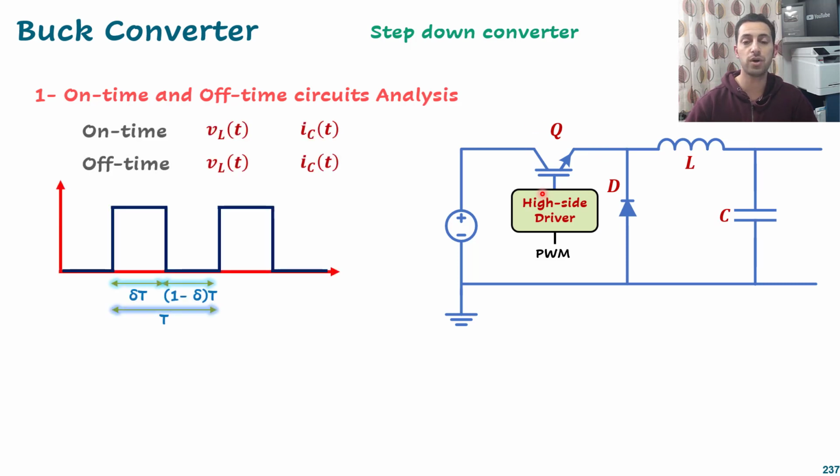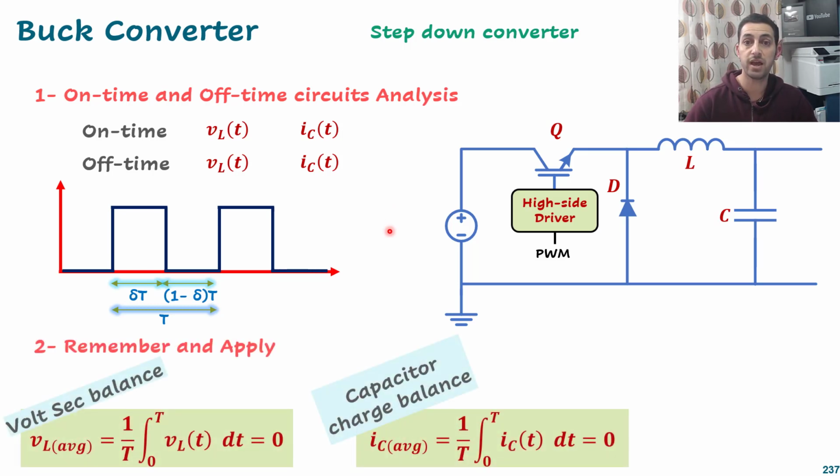So the first step is to understand how my circuit will be in the on time and how my circuit will be in the off time, and draw some relations and some calculations. After that, I have to combine these two analyses in just one general averaged analysis. And to do that, I have to recall again the voltage second balance rule and capacitor charge balance rule.